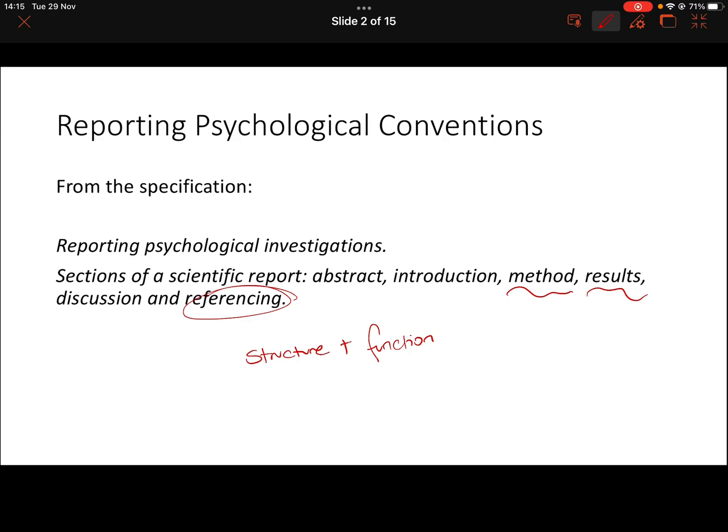And the AQA specification makes it really, really clear that students have to have written and conducted research and then followed up with a written psychological report. And so part of the A-level is actually conducting this research. So it's really important that you then know how to report on your findings.